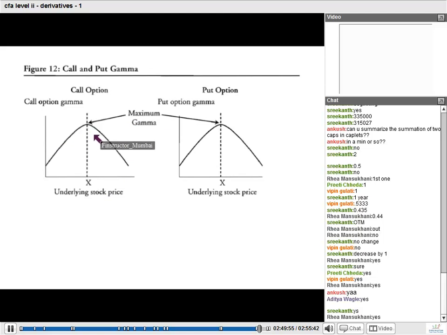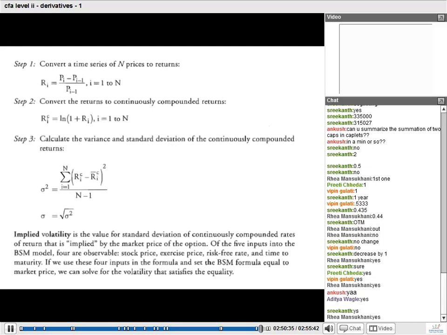Gamma is positive for both call and put options. Gamma is highest for at the money options. So if the option is at the money, the gamma will be highest, and gamma represents the change in delta for a change in the underlying. Gamma represents the fact that delta itself changes. Delta measures the change in the value of the option. Gamma represents the change in delta. It is like convexity. Gamma is positive for both call and put options.